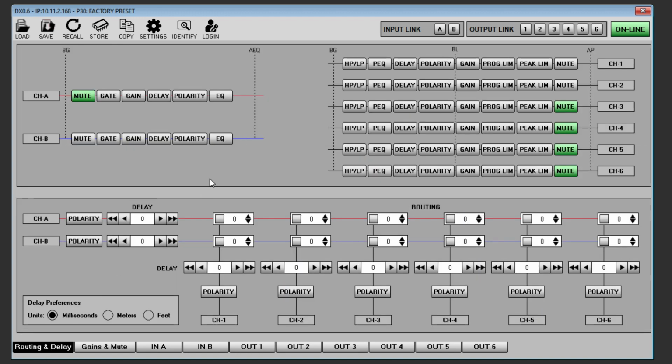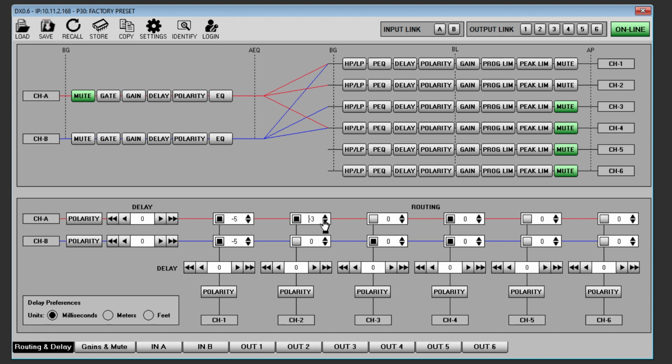The bottom half of the window shows the routing, delay and polarity for all input and output channels. Inputs A and B can be routed to any output by clicking on the square of the routing matrix. In addition, each routing matrix node can be attenuated by up to 30 dB. This is useful for systems where both inputs are routed to one output. There would naturally be a summation and therefore an increase in level. This can be compensated for by adding some attenuation.